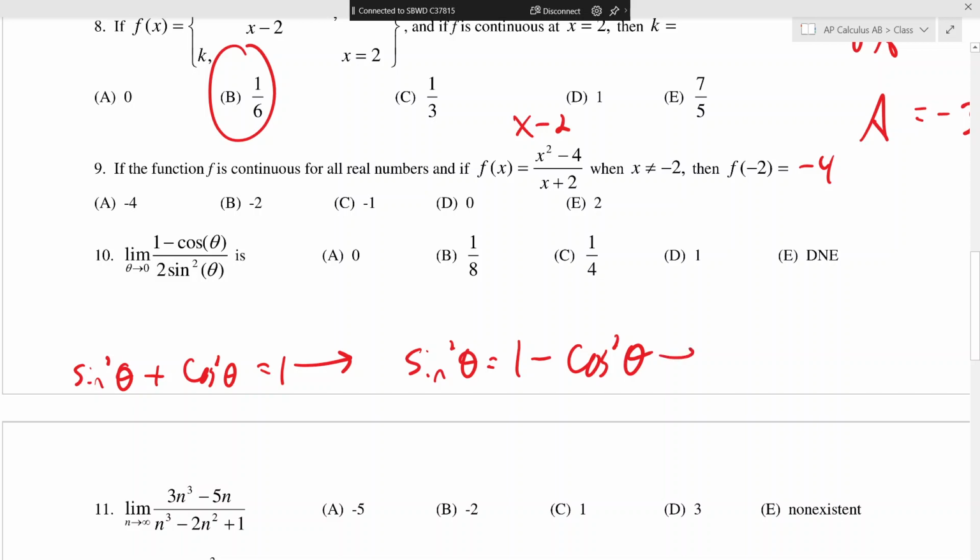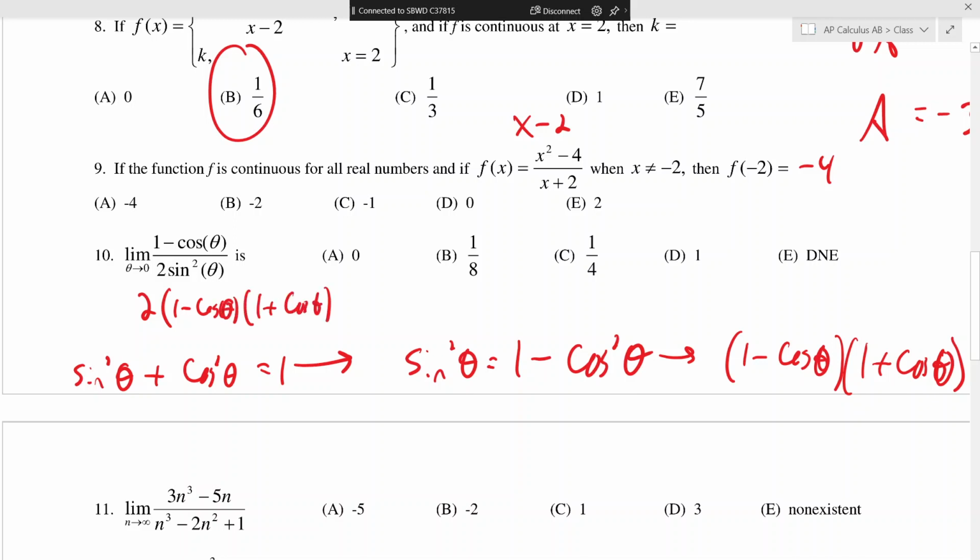Yeah. Which means that is just 1 minus cosine theta times 1 plus cosine theta. Which means this is just 2 times 1 minus cosine theta times 1 plus cosine theta. Look at that thing. And the 1 minus cosines cancel, really. Okay? You could have also graphed it.